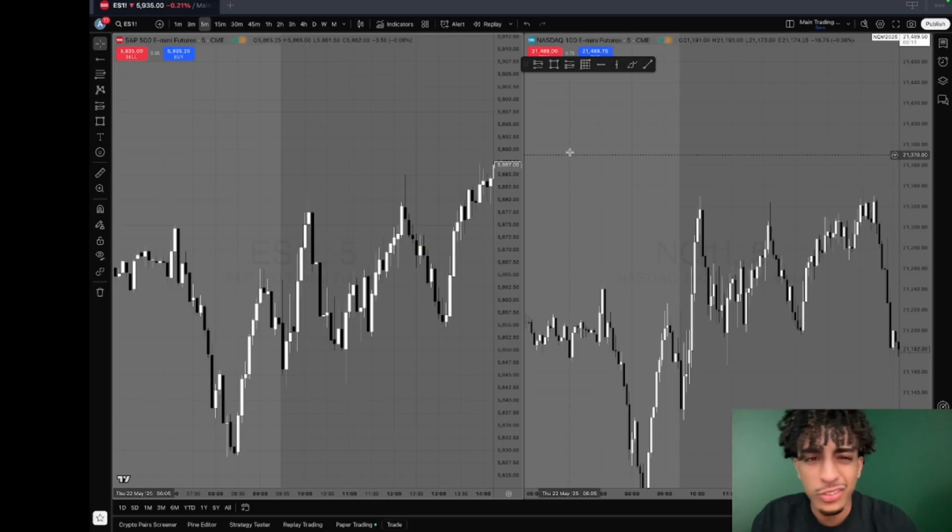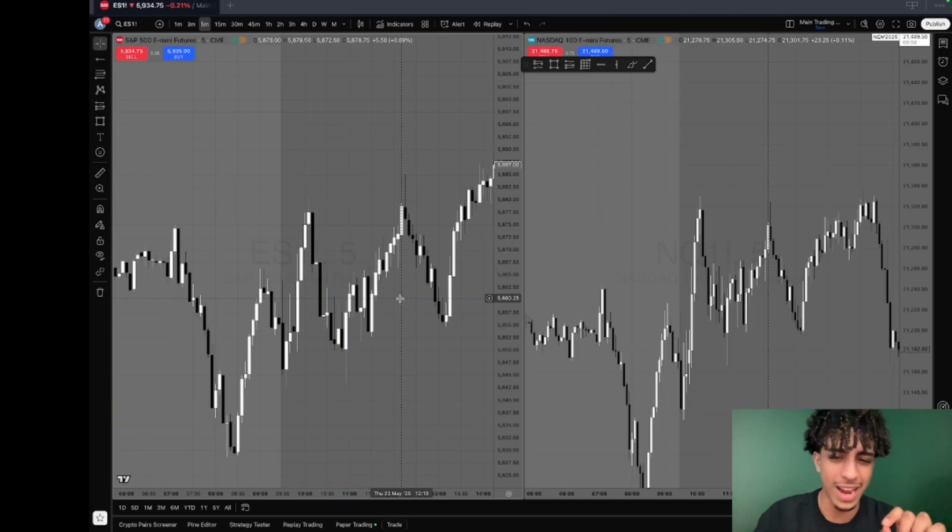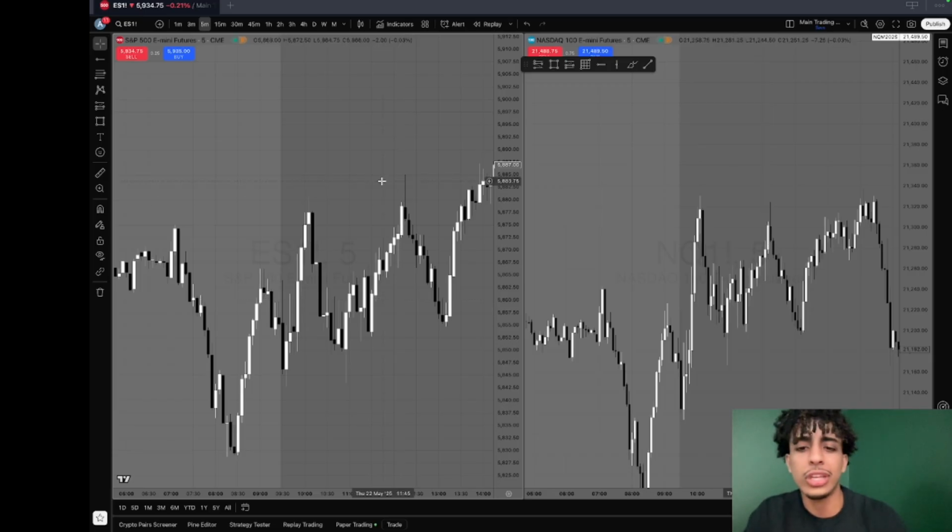this right here, you could consider that a high. You could, right? But that's what I'm saying. I wouldn't want to take, for example, this little chop right here. We could consider that a high, right? I don't really like to use SMTs on those little weak moves. That's just not it. It needs to be like a strong draw on liquidity, right?